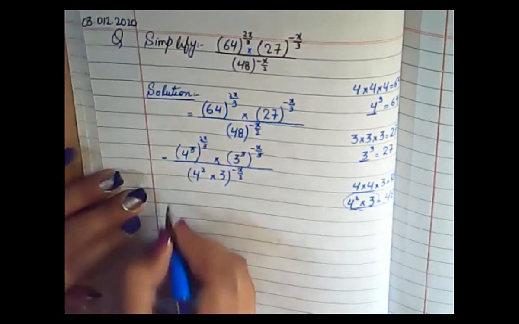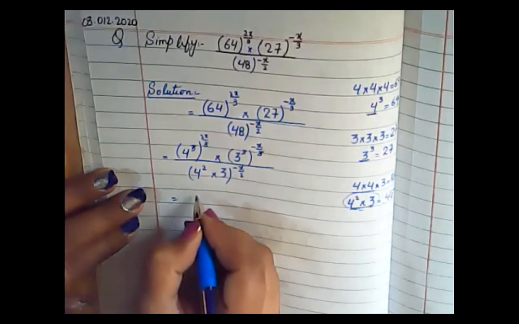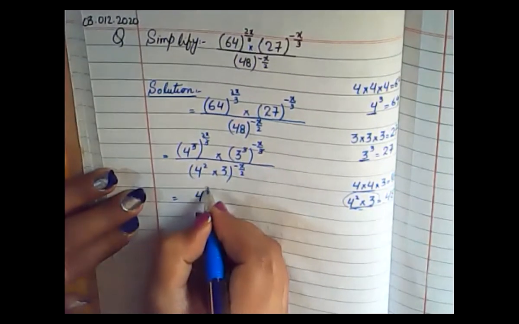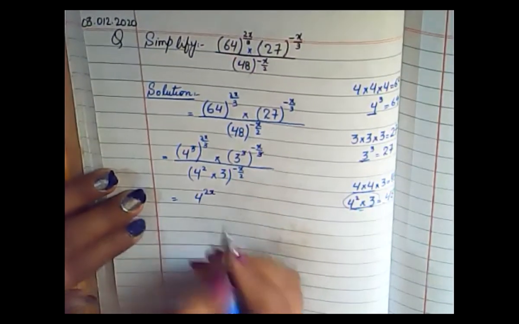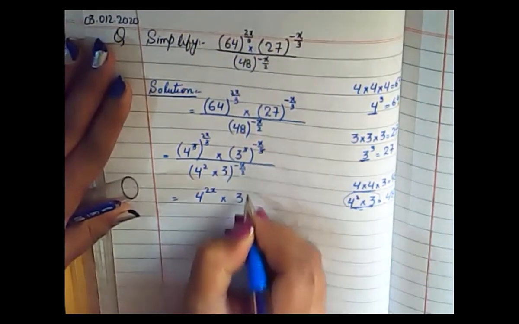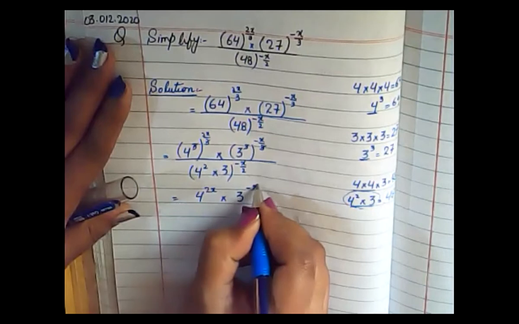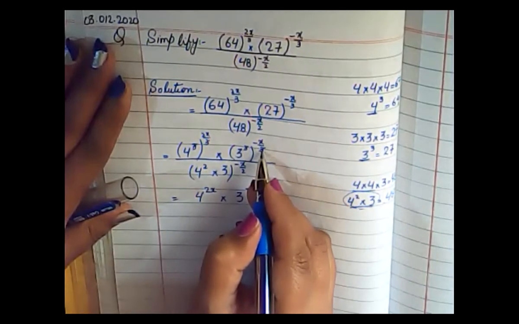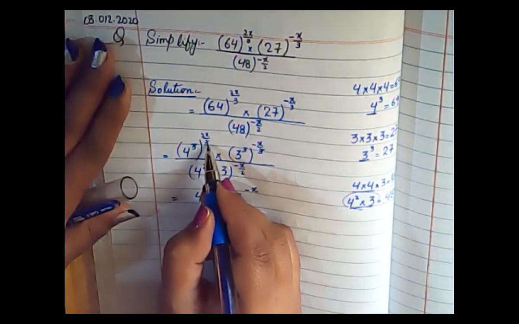Understand? Now, what will be left in the numerator? You have simply 4 raised to the power 2x multiplied by 3 raised to the power minus x. Okay? The numerator is cancelling with the denominator.